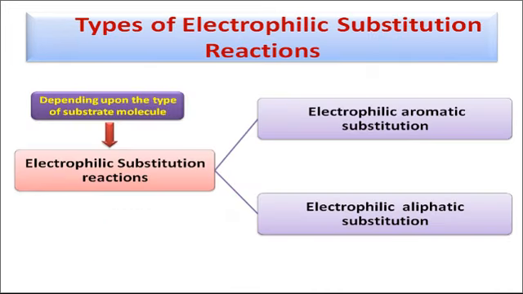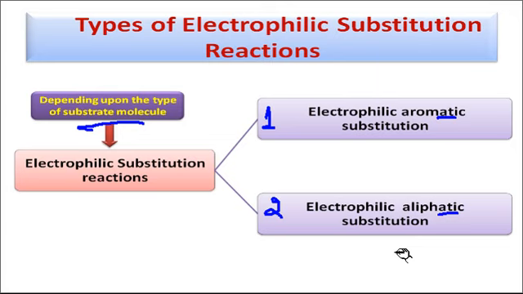Now, looking at the types of electrophilic substitution reactions. Depending upon the substrate molecule, the electrophilic substitution reactions are classified in two categories. First, if the substrate molecule is an aromatic compound, then the reaction is named the electrophilic aromatic substitution reaction. While when the substrate molecule is an aliphatic compound, that means an open chain compound, then the reaction is named the electrophilic aliphatic substitution reaction.